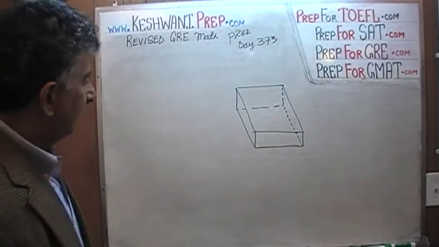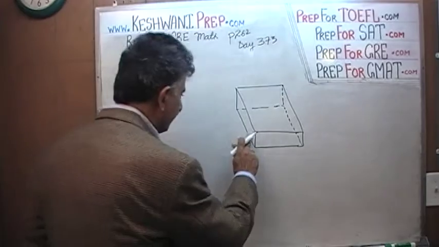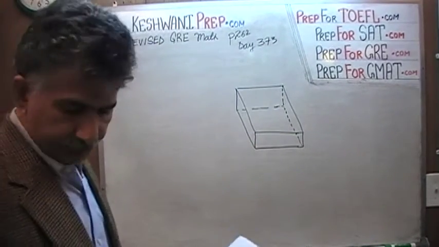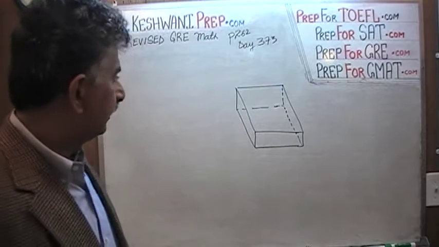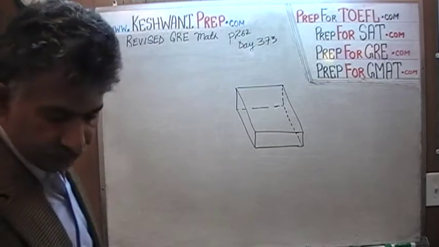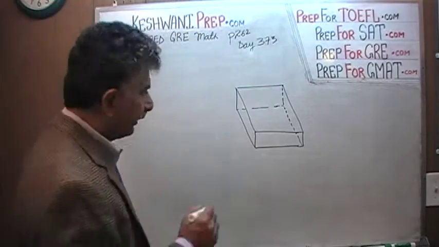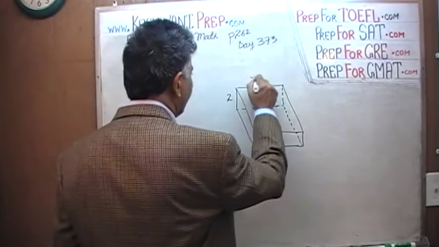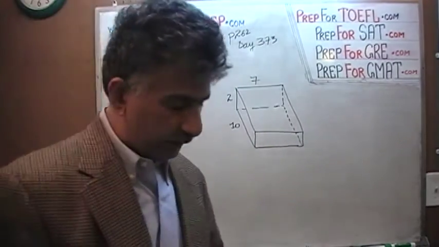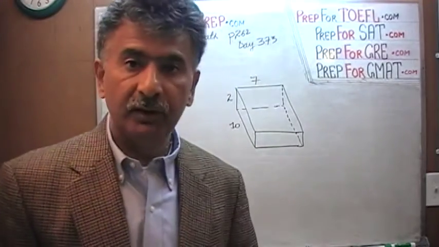Something like this, and the diagonal that they're talking about. Well, let's not worry about the diagonal right now. Let's first take care of the surface area. The dimensions that we are given here are 2, 7, and 10. This is 2, 7, and 10, and we are looking for the surface area of this solid.